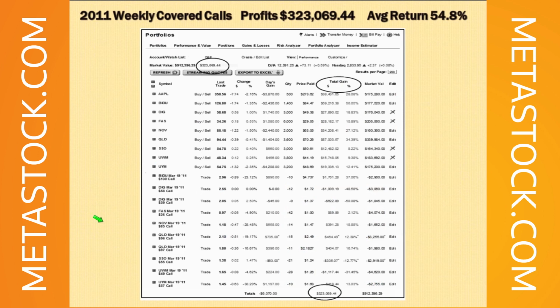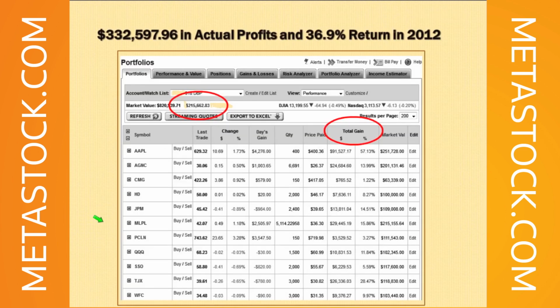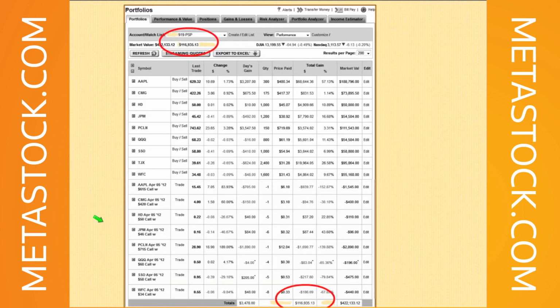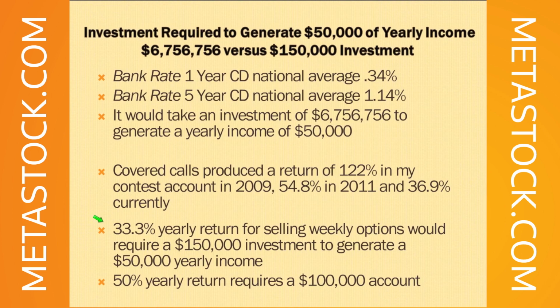Here's a snapshot, 2011 weekly calls, and in this account I had $323,000 in profits, average return of 54%. And here's a snapshot from 2012, and this is in 2 different accounts, and I had $332,000 in profits, average return of 36%. So this was in two accounts. This was the stock portion of it, and here's the weekly options, and here's the second account. So again, this was a $323,000 profit this year.